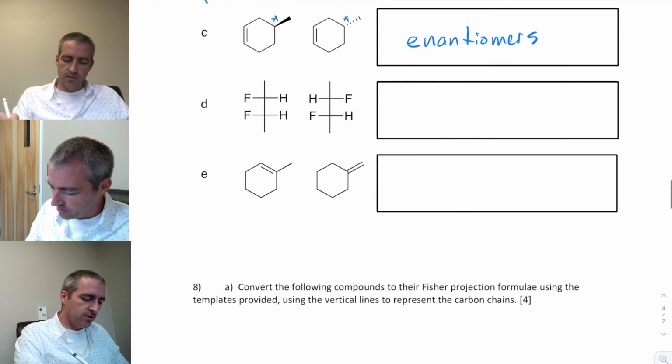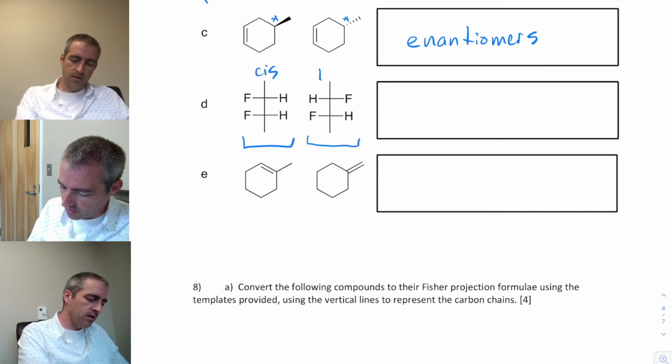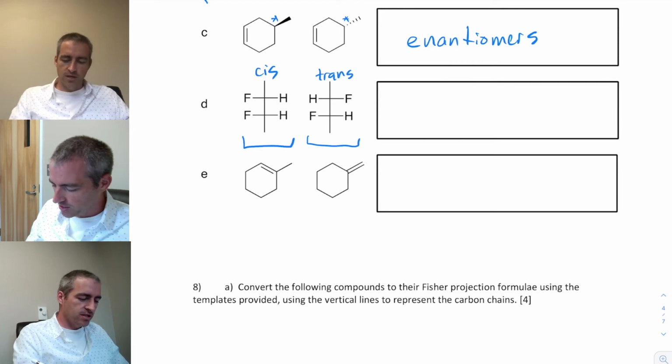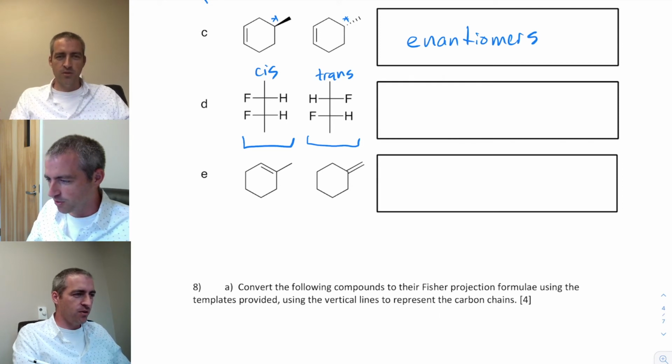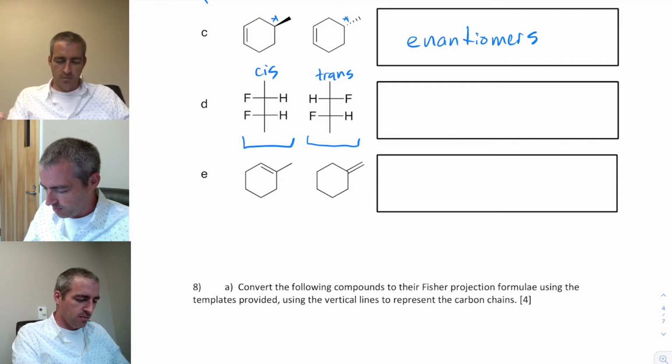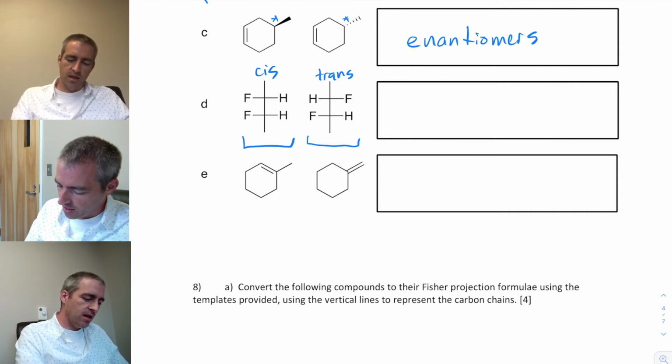Next, we have two Fischer projection versions of a molecule. In this one, both fluorines are together on one side, and this one, they're opposite sides. This is sort of like a cis-trans pair. We actually have names for these. We don't use cis and trans on Fischer projections. We didn't cover it in class, but they're called threo and erythro. But either way, they behave like cis-trans pairs, and these are diastereomers.